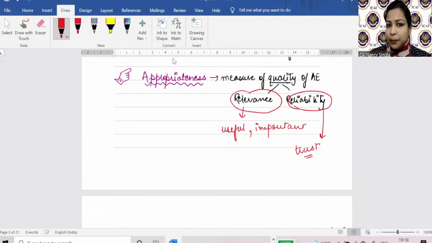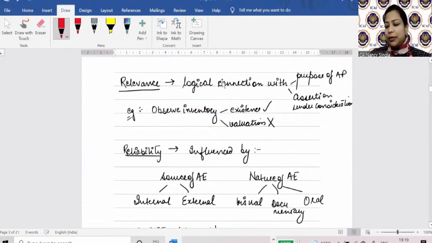The auditor will not give his opinion on just any audit evidence. His audit evidence needs to be sufficient and appropriate. Sufficiency is a measure of quantity, whereas appropriateness is a measure of quality of audit evidence. And quality includes whether it is useful or important for the auditor's purposes, and reliability means whether the auditor can rely on, can trust such audit evidence. Okay? Now let us see relevance and reliability in detail.